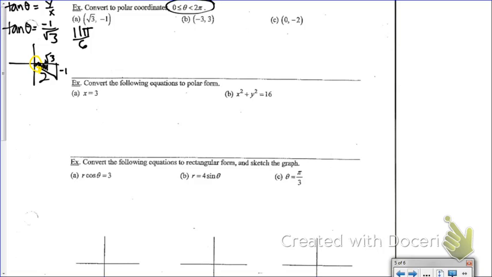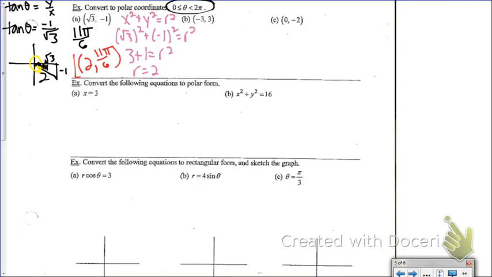So now we just need to find our r, which is a little bit simpler. We know that x squared plus y squared is equal to r squared. So all I have to do is take my x and square it, take my y and square it, and it's pretty easy to see that r is going to be 2. So that means my final answer here is going to be an r comma theta value, and that's the equivalent coordinates.